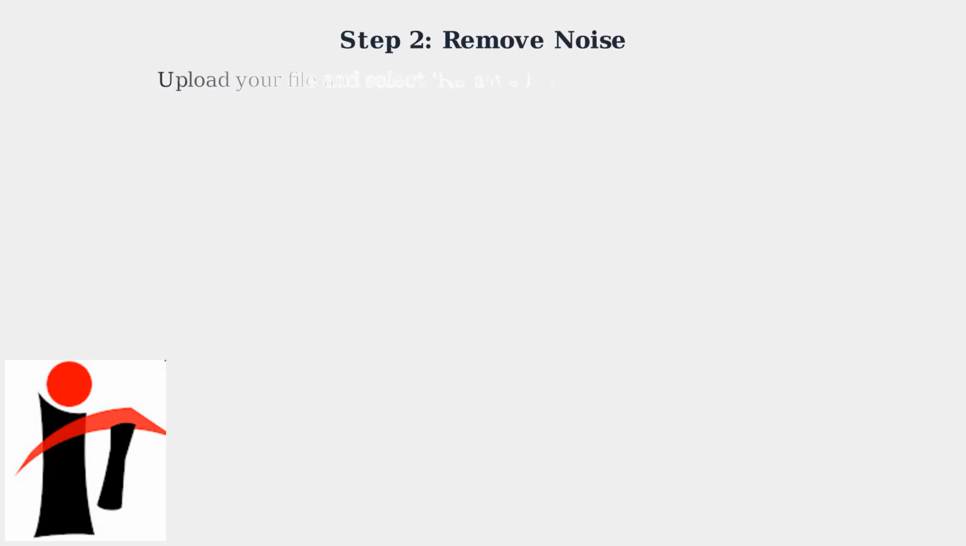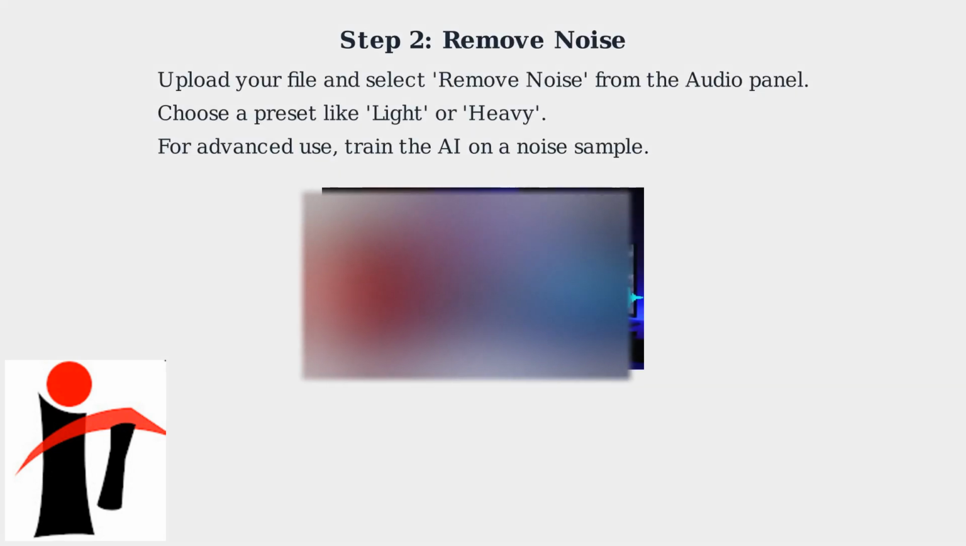Next, tackle noise removal. Upload your audio file, then select Remove Noise from the audio panel. Choose a preset such as Light for subtle noise or Heavy for more aggressive removal. For advanced control, isolate a silent section to train the AI on your specific noise profile.